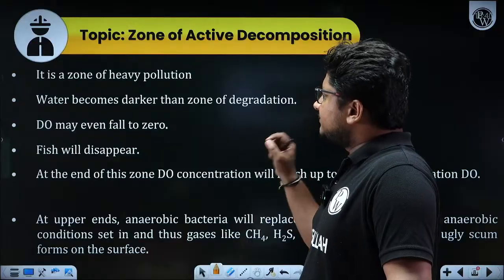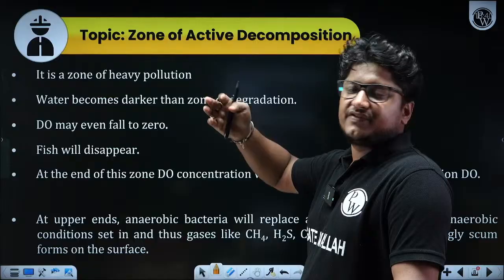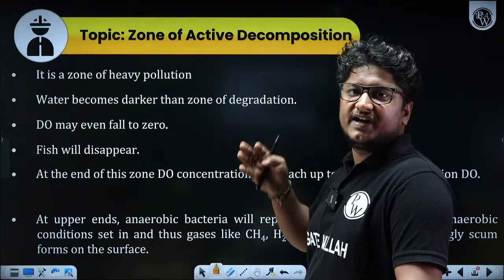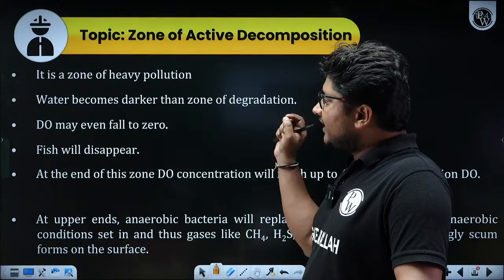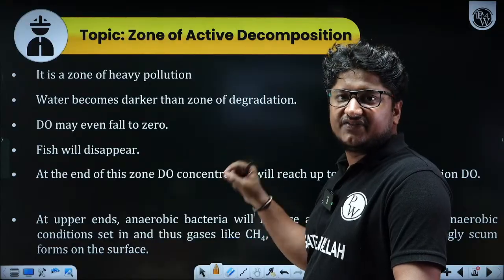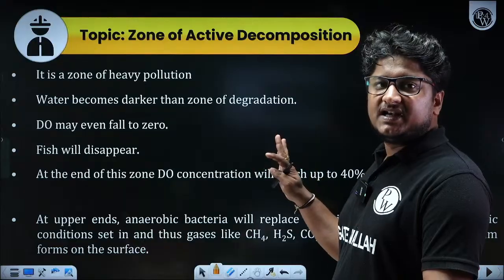Here the water becomes darker than in the zone of degradation, because now you are in a prime degradation phase, not the early degradation phase. Now the maximum rate of degradation is taking place. DO may even fall to 0. Here you will get the maximum oxygen deficit. Fish will completely disappear here.